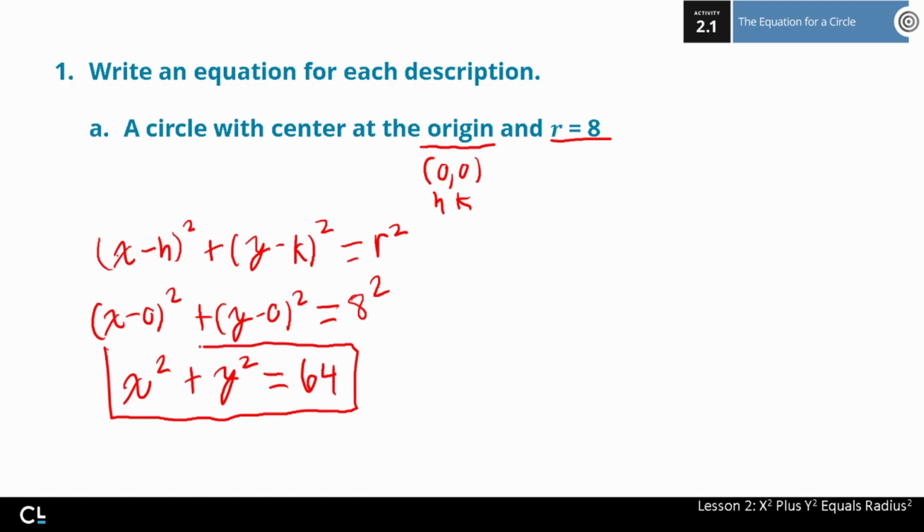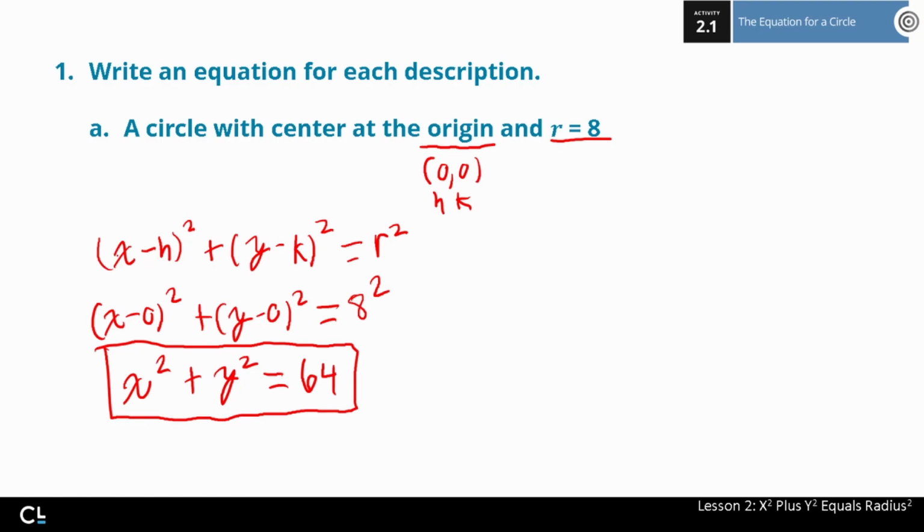And this is something that we're going to see a lot. When you see x squared plus y squared in a circle equation, it should immediately tell you, hey, this is at the origin. Our center is the origin.